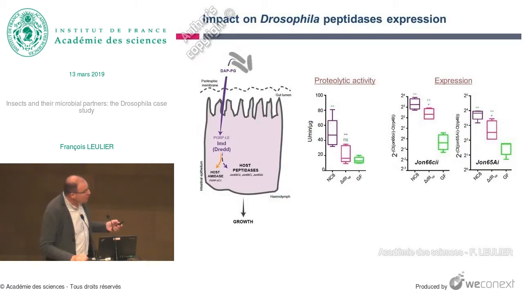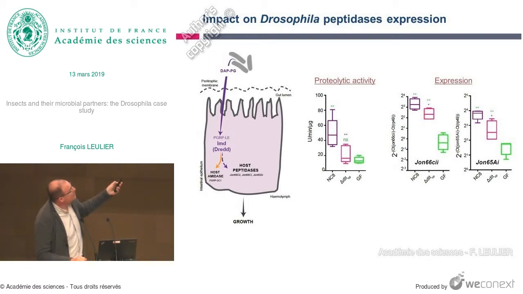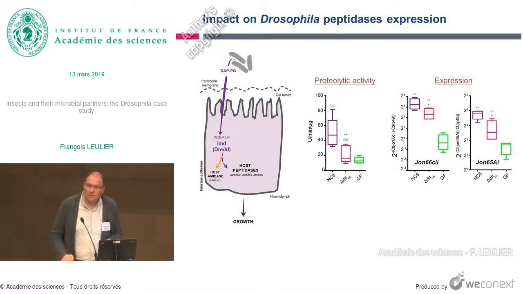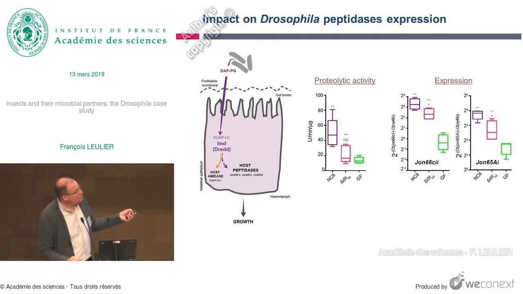So what was known, as I said, is that this peptidoglycan sensing triggers a host peptidase activity in the gut of the growing larvae. So we went on analyzing, in larvae which are either germ-free or associated with the wild-type bacterial strain, the proteolytic activity of the intestine, in the lumen of the gut, and we could see, as we previously showed, the increase in activity. But that increase of activity was decreased when we used the mutant strain.